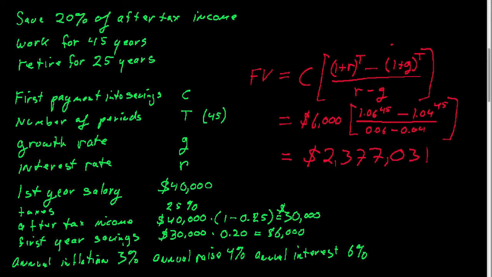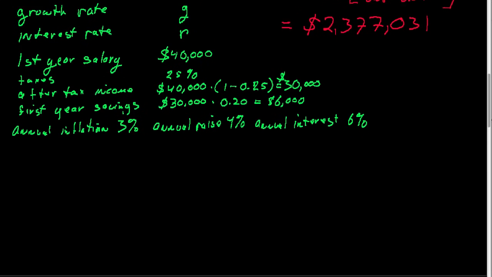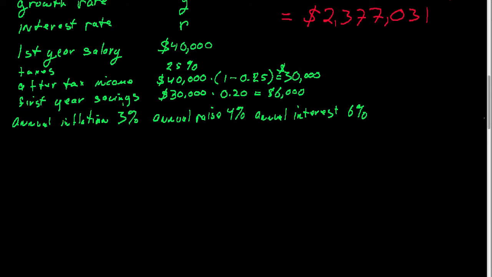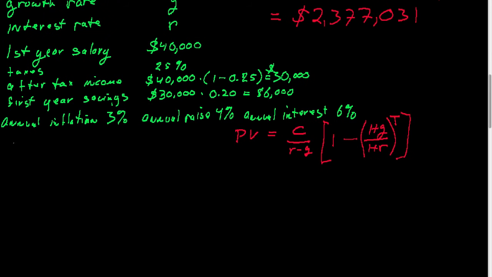To calculate this, we need the formula for the present value of a growing annuity. We need to calculate the present value of the annuity you buy at the time you buy it. That is, when you retire. Actually, we know that amount. That's going to be $2,377,031. What we're after is the size of the payments you'll receive. The formula is PV equals C over R minus G times the quantity 1 minus the ratio of 1 plus G divided by 1 plus R, all raised to the T power.